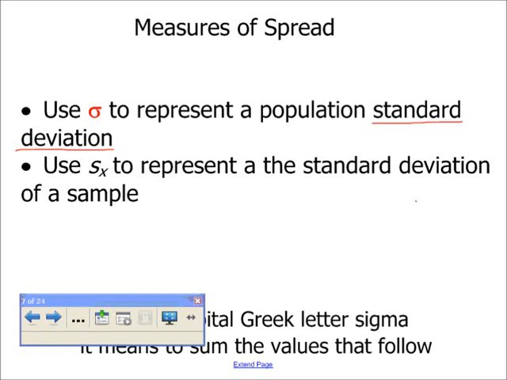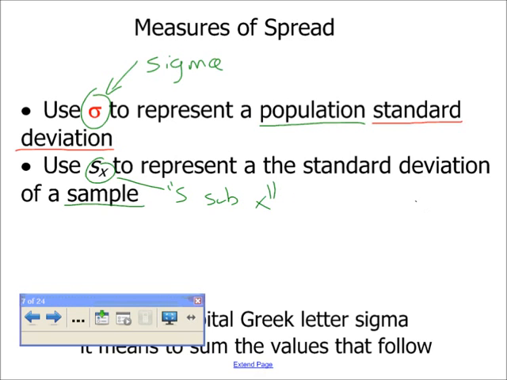Once again, there's a difference in the symbols we use for a population as opposed to a sample. In a population, we use lowercase sigma. In a sample, we use what's known as S sub x. The good news is in Algebra 2, all we'll be using is the sigma for our standard deviations.